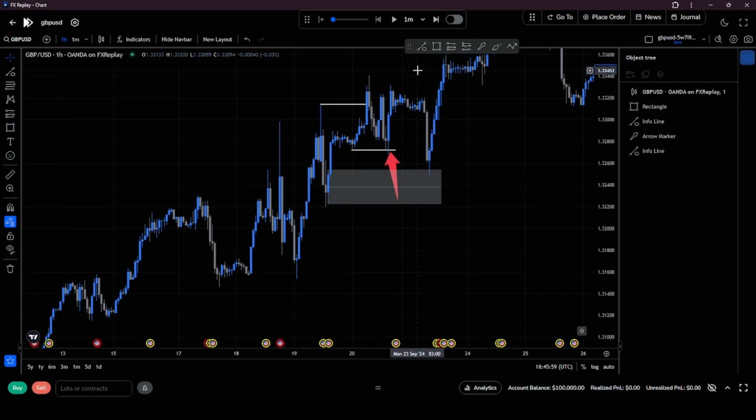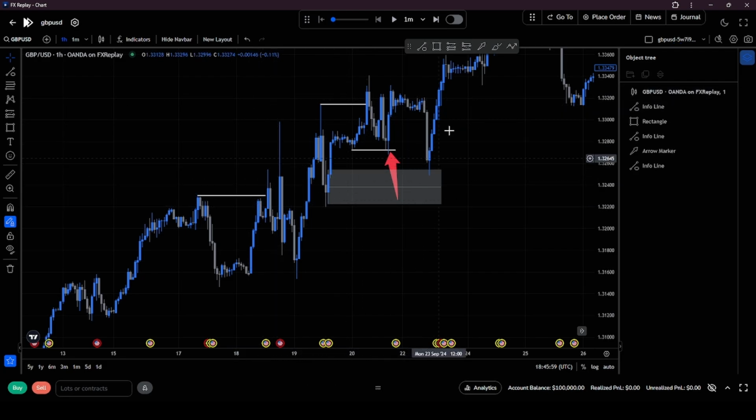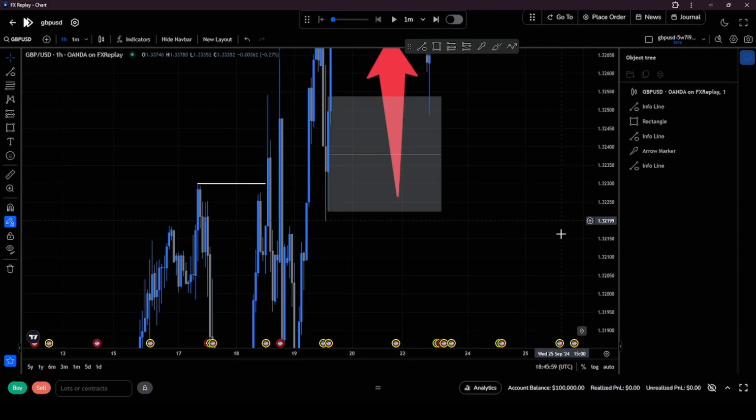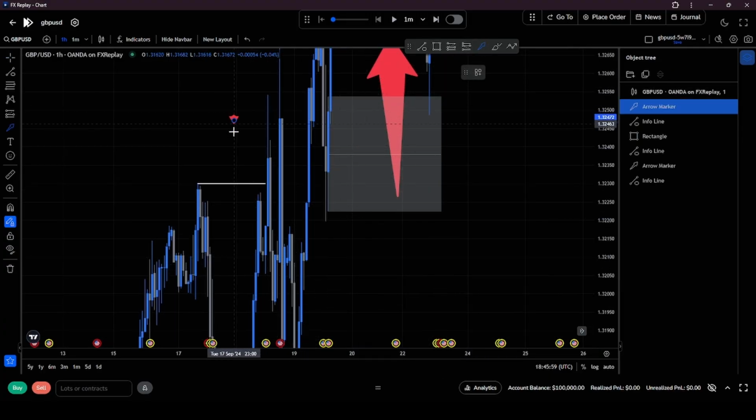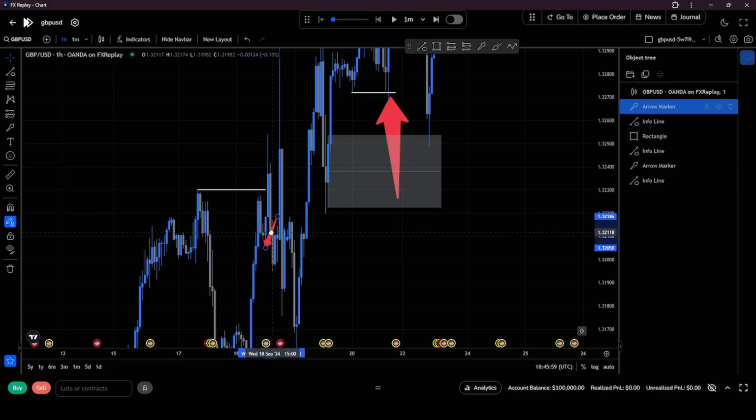The same idea happened here. We had a break of structure here. Even this, yeah, this was the high. Let me zoom in for you to see. We had a high here, and then we had a pullback here, and then a break of structure. So this pullback happened before a break of structure.